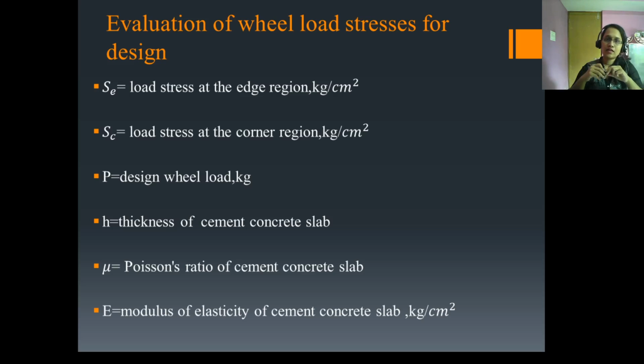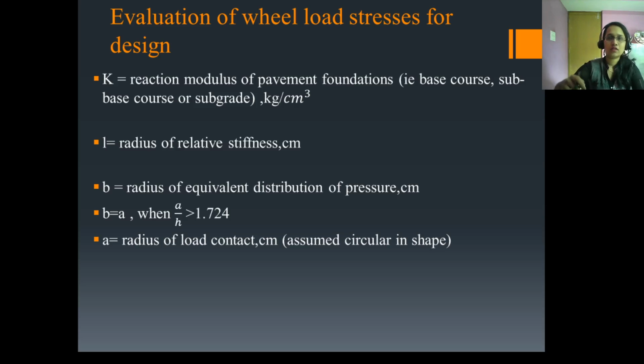P is the design wheel load. H is the thickness of the cement concrete slab. Nu is the Poisson's ratio of the cement concrete slab. Capital E is the modulus of elasticity of the cement concrete slab in kg per centimeter square. K is the modulus of subgrade reaction of the pavement foundation, that is for the base course and sub-base course, and L is the radius of the relative stiffness.